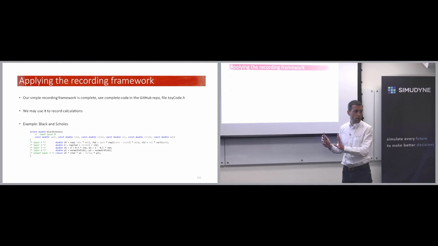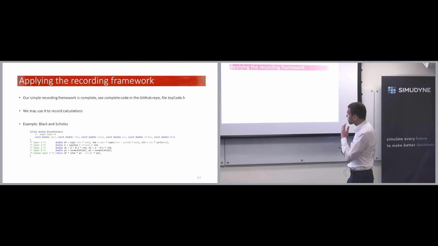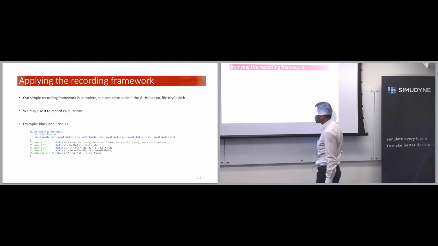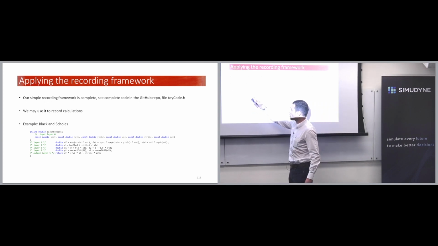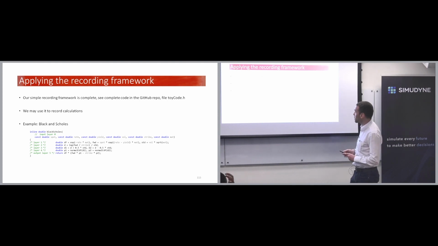Just with these pieces of code, you have a fully working AAD framework. So let's apply it. We have our simple recording framework. It's complete. The complete code is in the GitHub repo, and we may use it to record operations. So for instance, this is a simple implementation of a Black-Scholes function, right? We have all done it thousands of times.